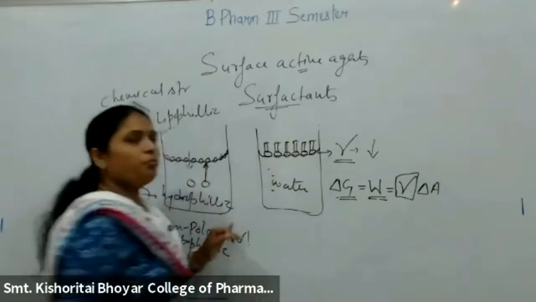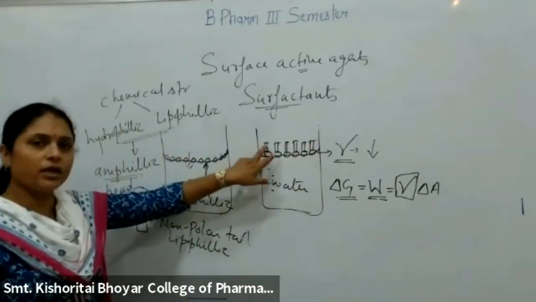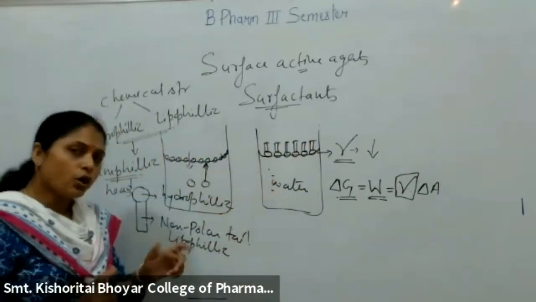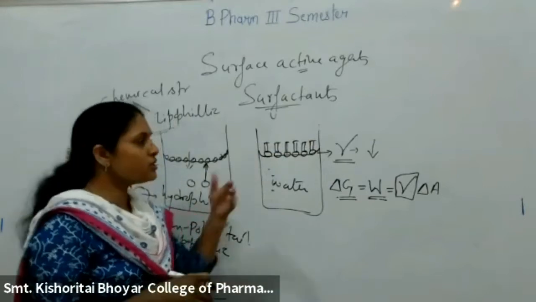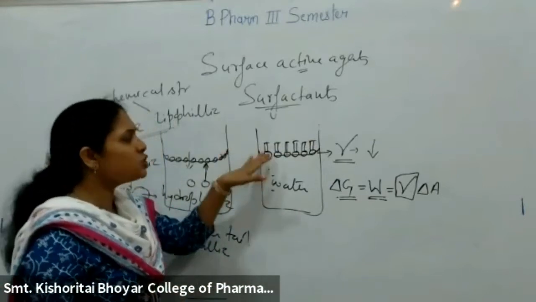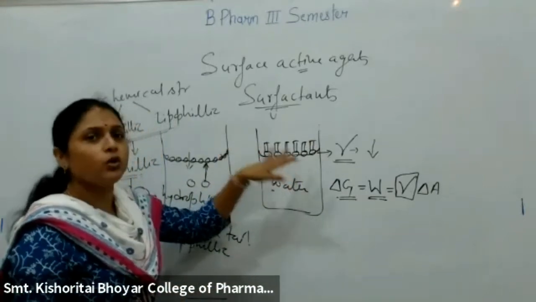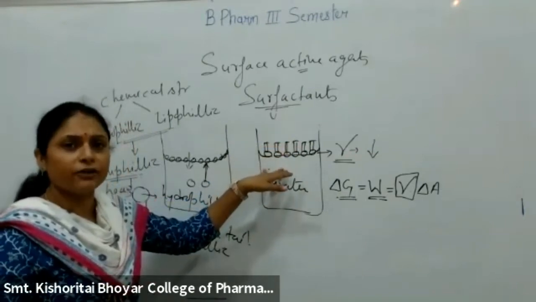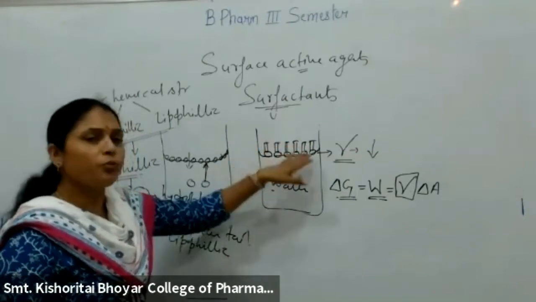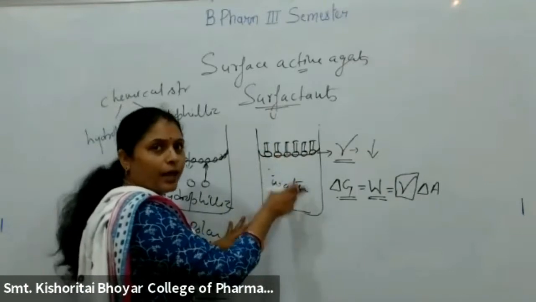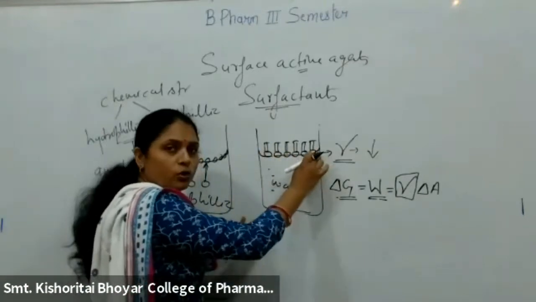Why is it rejected? Because these are lipophilic in nature and this is hydrophilic in nature. No compatibility is there, so this is rejected outside. And in this way, it prefers to get adsorbed at the surface. It does not prefer to go into the bulk, and thereby it adsorbs onto the surface.